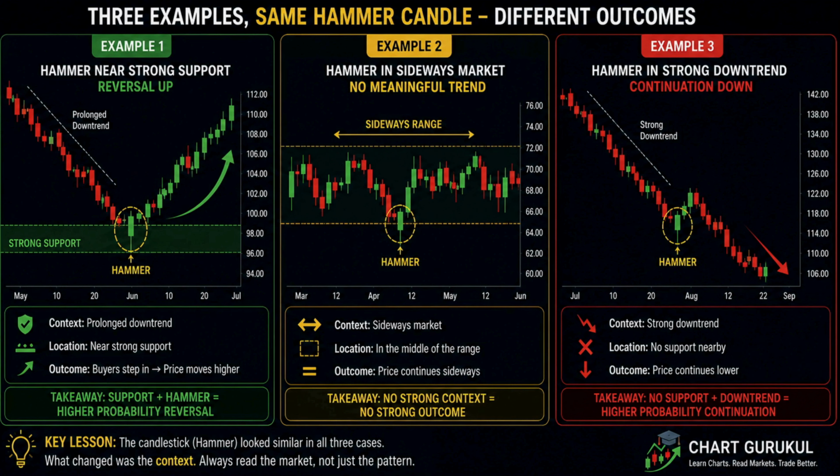Notice something important. The candlestick looked similar in all 3 cases. What changed was the context. This is why experienced chart readers don't rely on pattern names alone, they study the surrounding market conditions.